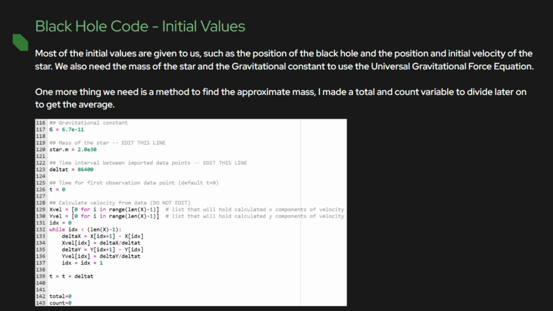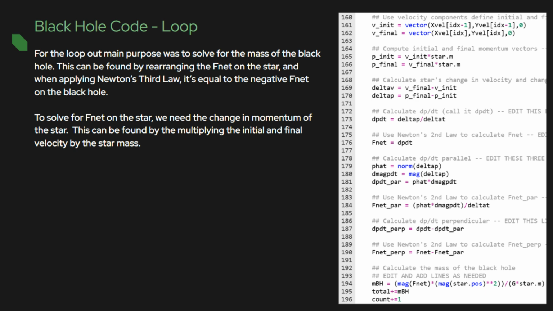Black hole code, initial values. Most of the initial values are given to us, but we also need the mass of the star and the gravitational constant. We also need a way to calculate the average estimated black hole mass. So to do that, I added a total variable and a count variable, which we will use later to find the average.